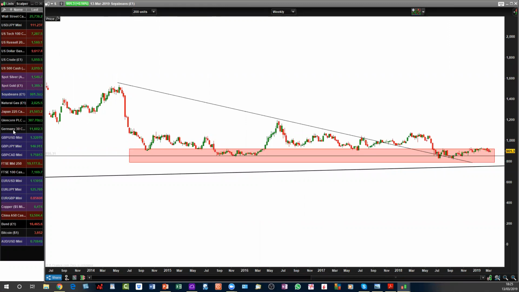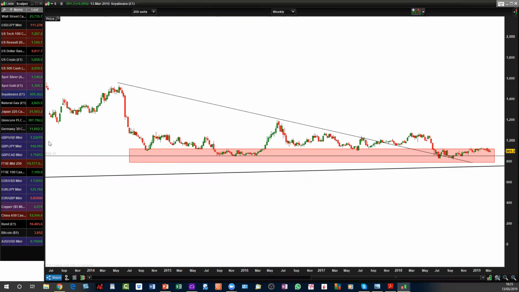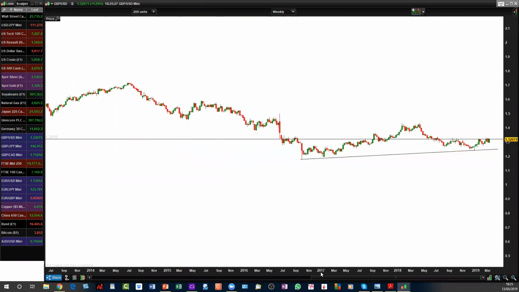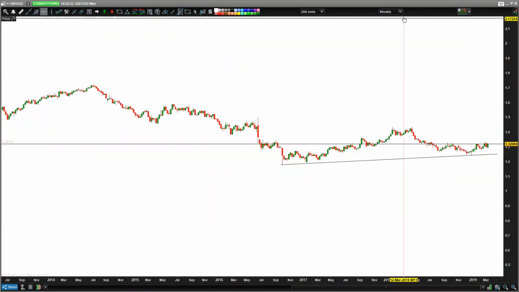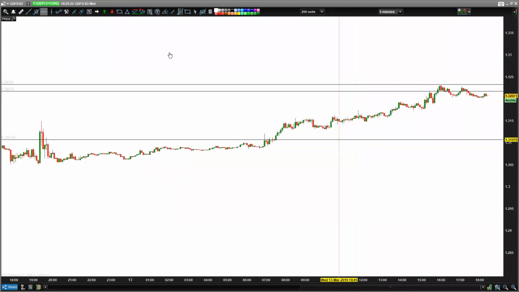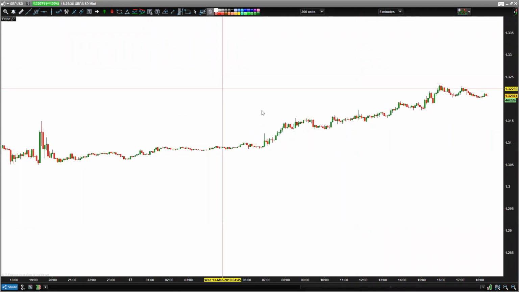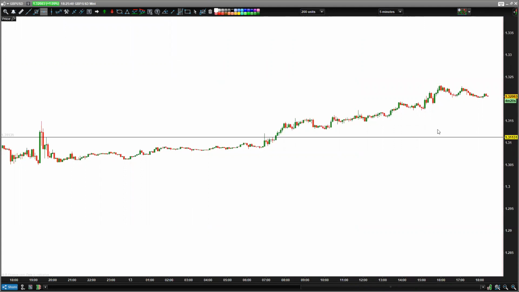So what else can I show? This is viable in Forex. If you're a Forex trader and you want to scalp, maybe you've got a swing trade position, you can still scalp around a swing trade position. So let's have a look at the 5 minute today.